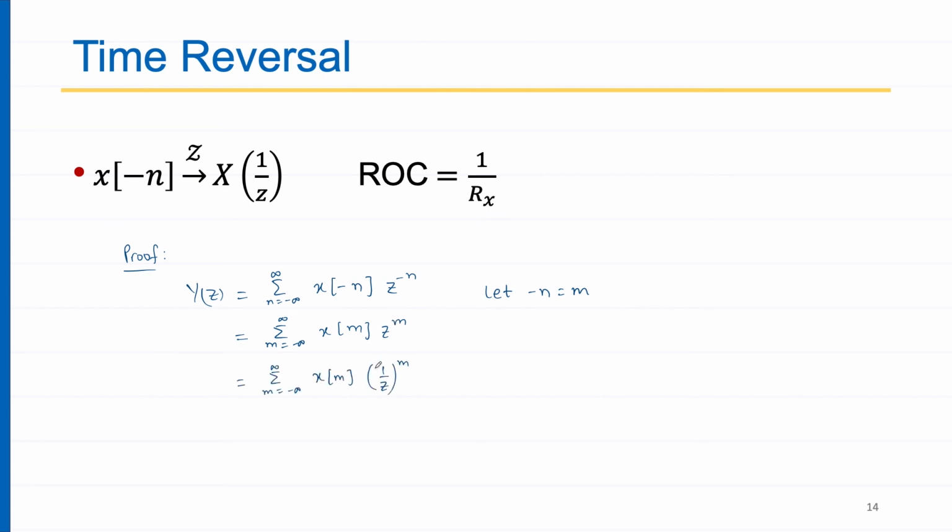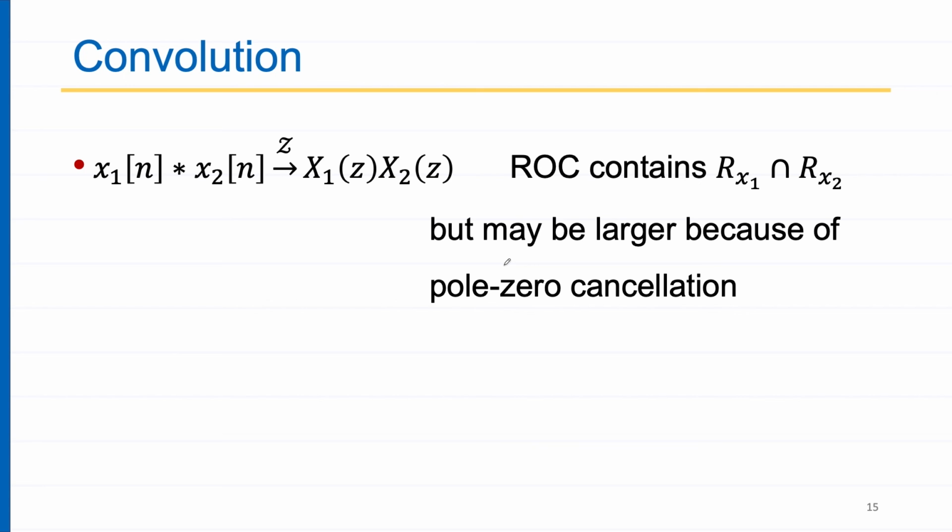So you know how to handle these. This is basically 1 upon z to the power minus m. I'm sorry, minus is there. 1 upon z to the power minus m, and this means this is simply the z transform X of 1 upon z, right? And for this to converge, I know 1 upon z now should lie in the region of convergence, which means z lies in 1 upon Rx. That is the proof.